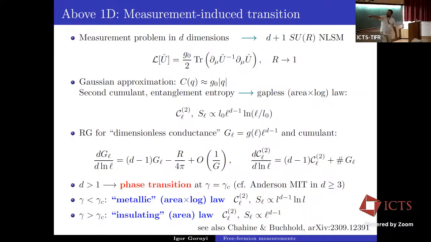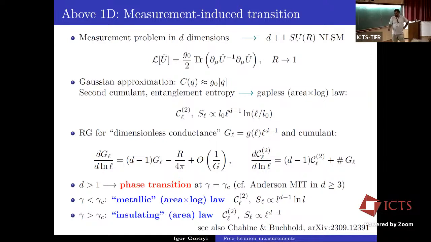We first solve this equation and then use the solution here to calculate the second cumulant. And you see that when d is larger than 1, already at the level of 1 plus epsilon, we observe a critical point at one loop. This term is positive, this is negative. This critical point means that for d larger than 1, there is a transition at some critical value of the measurement frequency. And this transition has much in common with the Anderson metal-insulator transition in dimensions d larger or equal to 3. So for rare measurements, we get this metallic law, area times log, and for frequent measurements, going to the quantum Zeno limit, we get this area law.